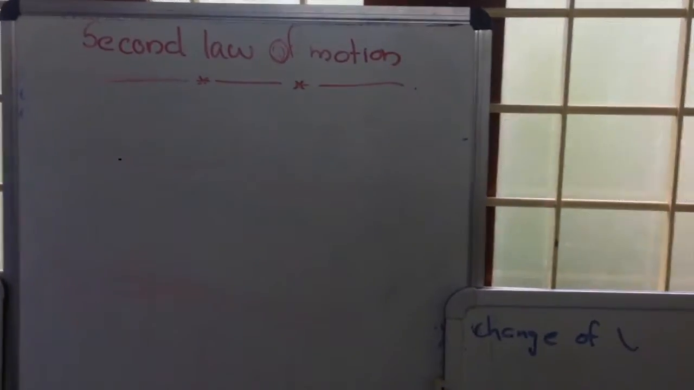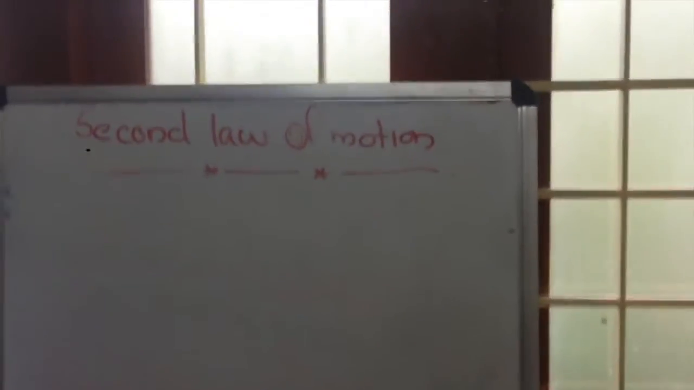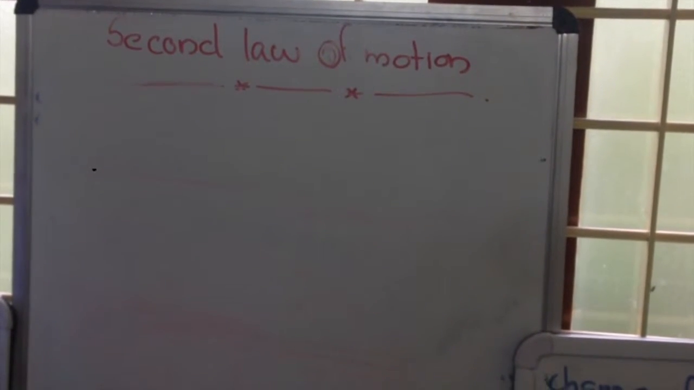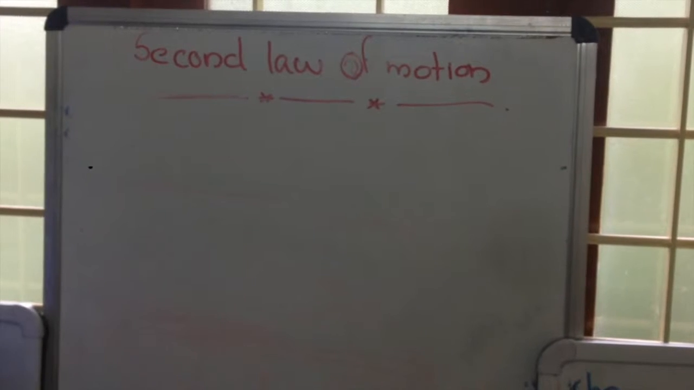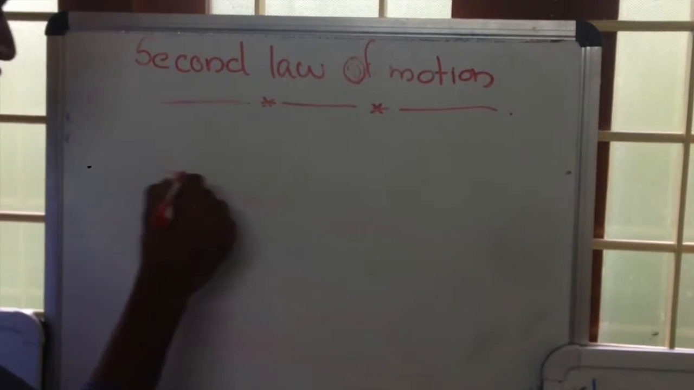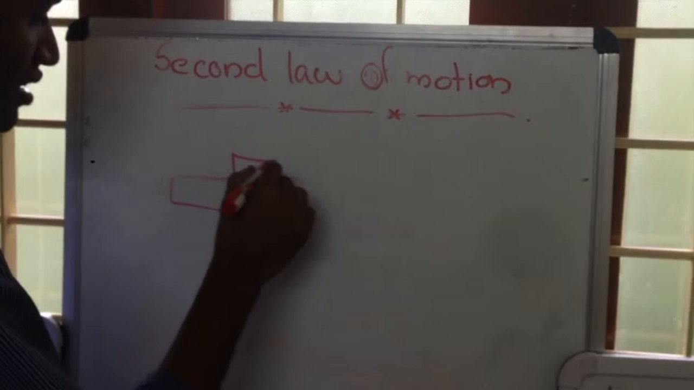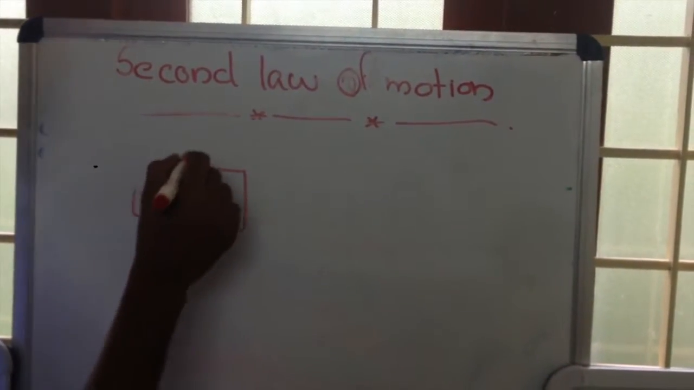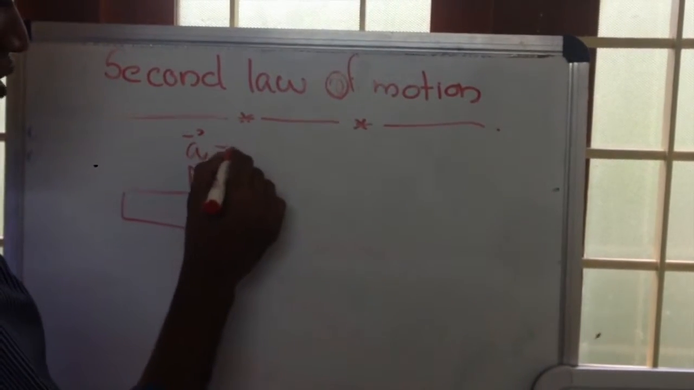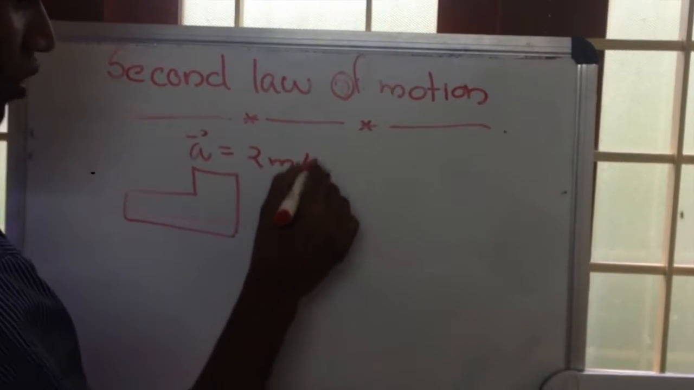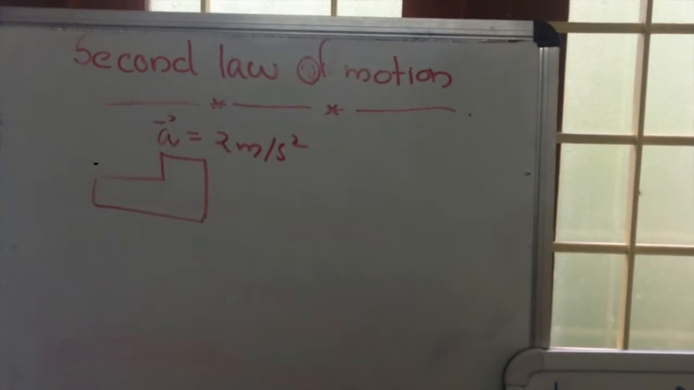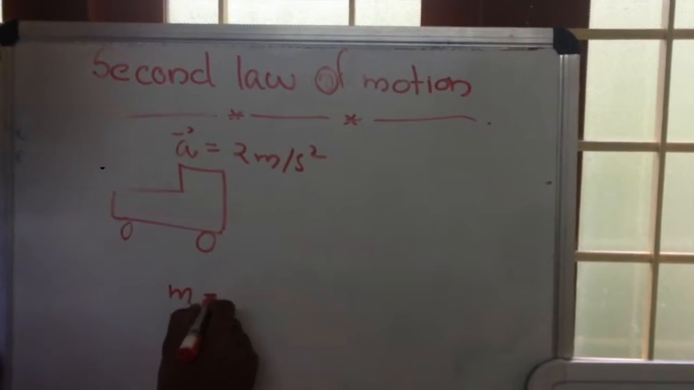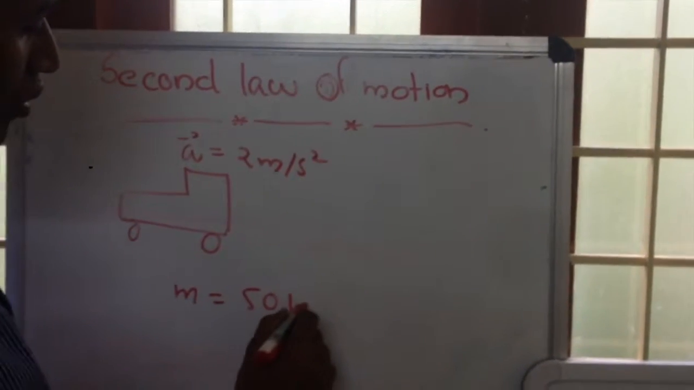Newton's second law of motion relates force, mass and acceleration. There are many definitions available, but we are approaching it in a simple way. Consider a vehicle having an acceleration of 2 meters per second square, and suppose the mass of this vehicle is 50 kilogram.